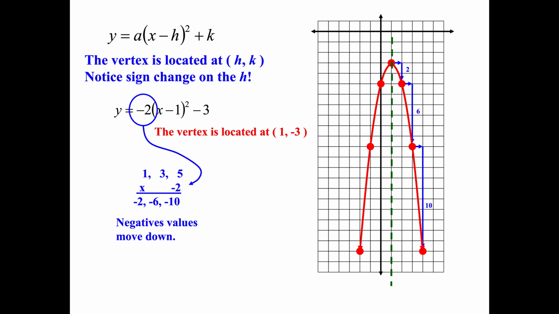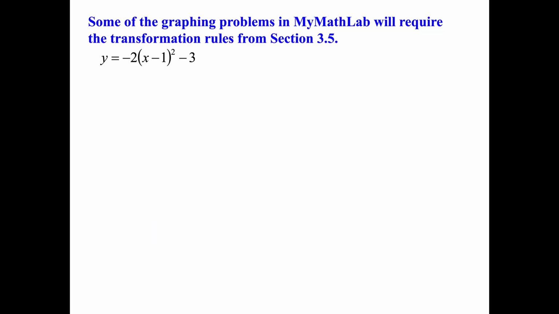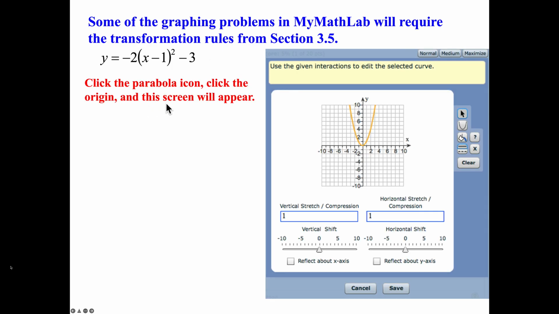All right. Now, in my math lab, you might see every once in a while there's going to be a transformation problem from section 3.5 put in here. So again, just as a reminder, when you graph your transformations here, if you click the parabola, notice, as I mentioned in the last video, there's no points here. If there's no points on the parabola icon, you have to do your transformation rules. So you'll click this icon, click at the origin, and it automatically puts the graph here. That's x squared.